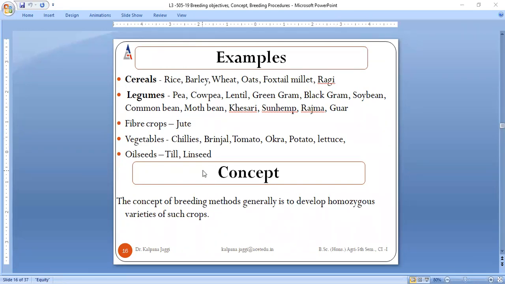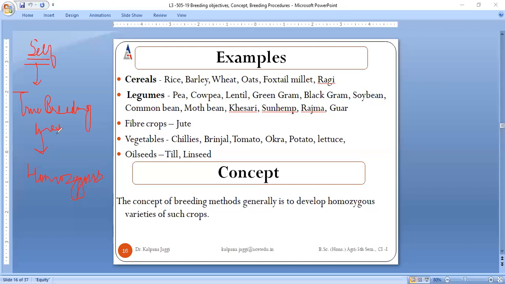Now we come to the concept. If you have understood anything, it must be clear in your mind: when we are going for breeding of self-fertilizing species, we notice these are the true breeding lines. And we call them true breeding lines because in these lines, the genetic content throughout the progeny remains the same. That means I could say all the lines are of homozygous nature.